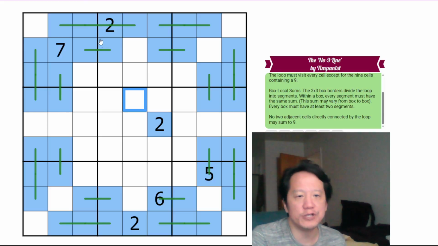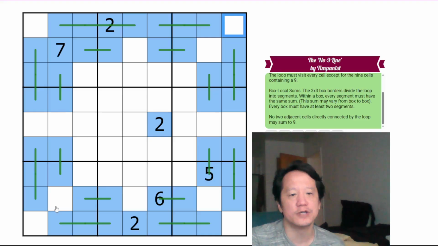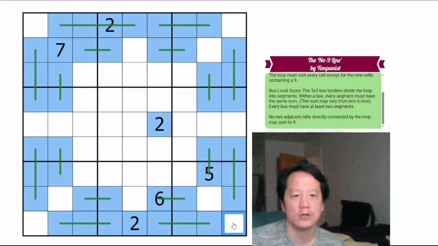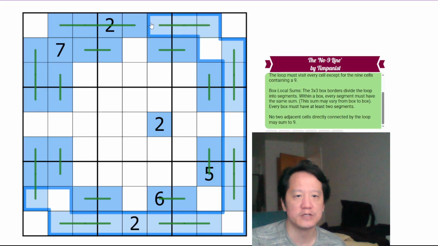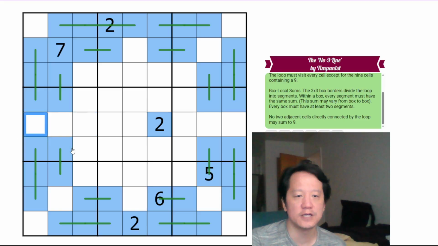We know, okay, so we know there's a 9 in one of these corners, and we know there's a 9 in one of these corners. Okay, so we are guaranteed a 9 here and a 9 here. So it must have a 9 going that way. And then it would be something like that to there. So then these cannot be 9. So therefore, these are not 9.